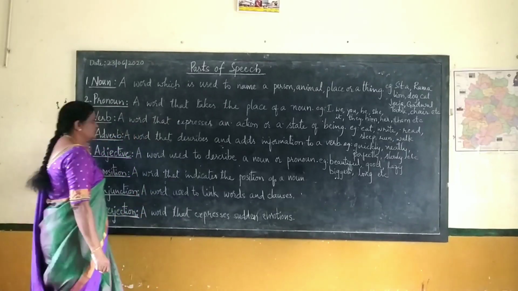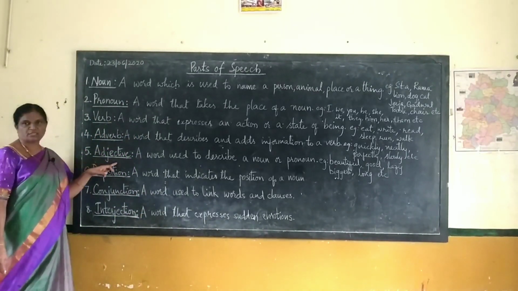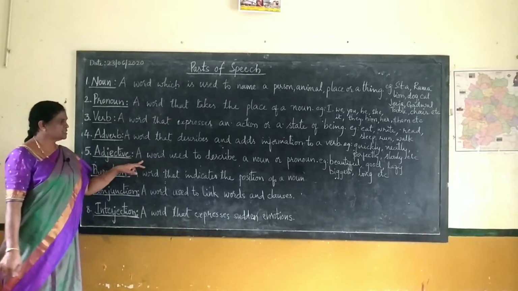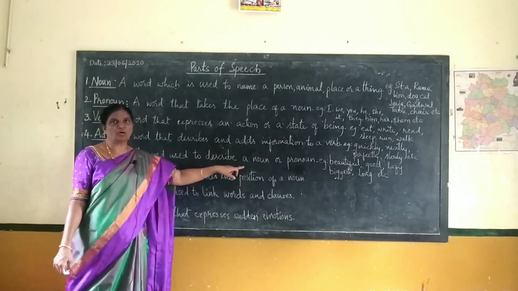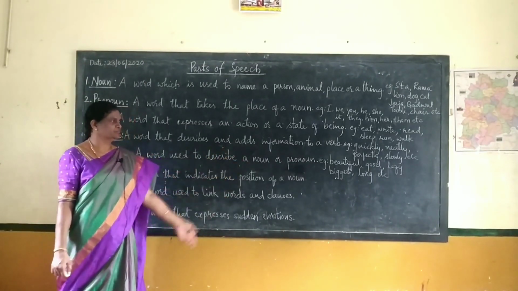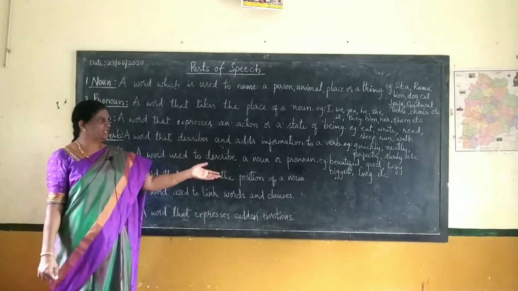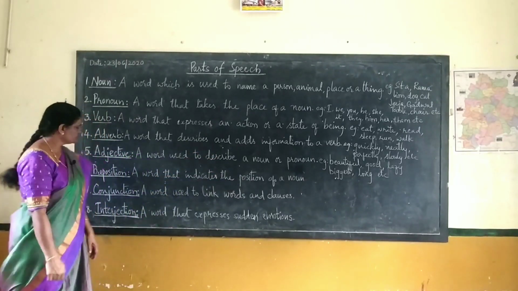Have you got it? Have you got an adjective? Have you understood? What is an adjective? It is a word used to describe a noun or a pronoun, like beautiful, good, lazy, biggest, longest, longer, like that.